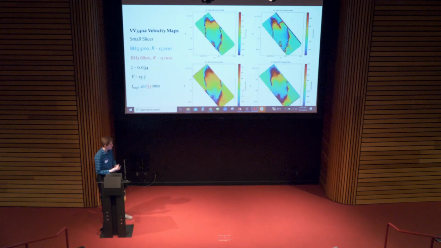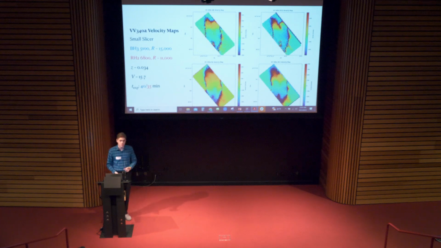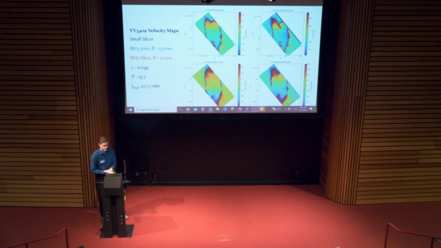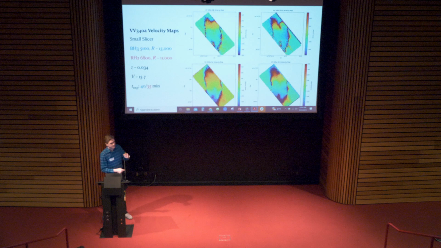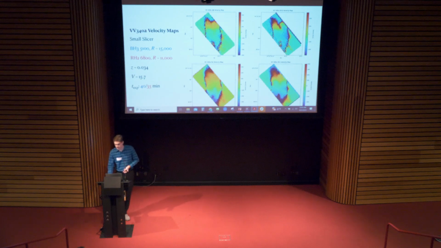A better way to sum this up is with a velocity map. This is highly preliminary, but it's a proof of concept of what you can do now with both sides together. You can take your famous emission lines and make large-scale velocity maps with these. And again, you have some bulk rotation or some bulk motion, at least in the radial direction. So there's a lot more to be done here, but it's certainly very exciting at the beginning.